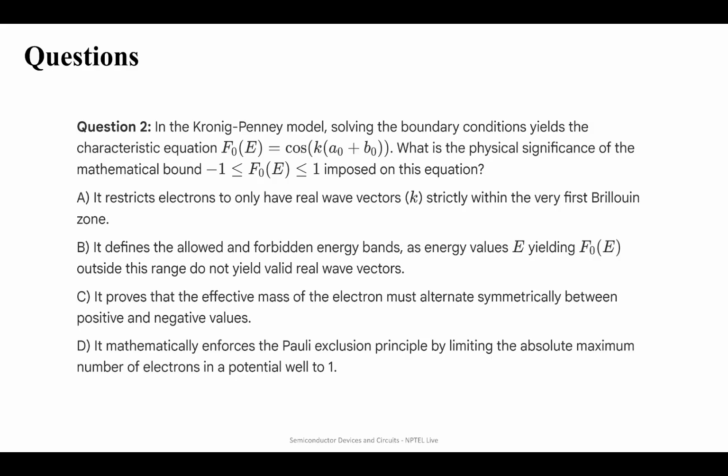So, in the Kronig-Penney model, solving the boundary conditions yields the characteristic equation f naught E equals cos k a naught plus b naught. What is the physical significance of the mathematical bound minus 1 less than or equal to f naught E less than or equal to 1 imposed on this equation?